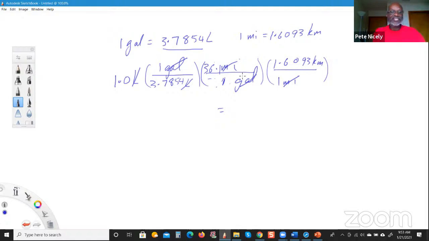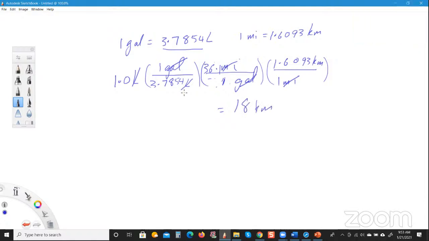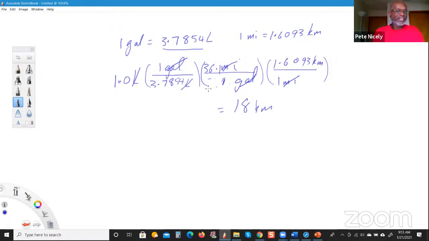And the answer I got is, now in this case, you have to round off the answer to 2 sig figs, right? So the answer here is 18 kilometers. I thought it would be 15. Okay, let me do it again.